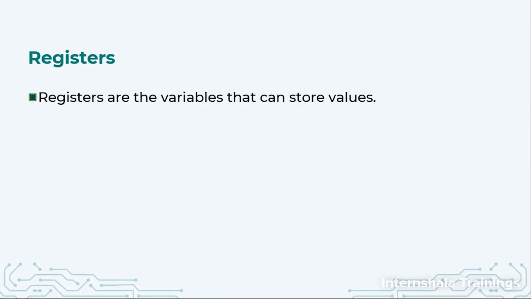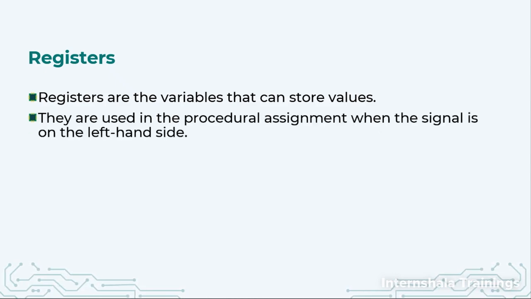The second is register. Registers are the variables that will hold the value, that will store them. They are used in the procedural assignment. We'll talk about different styles or different categories of Verilog assignments in our next videos, our next module. And they are used when the signal is on the left hand side. Whenever we assign, there are two sides, left side and right side. Left side is always the side where we will assign or allocate. So registers will be on the left side.